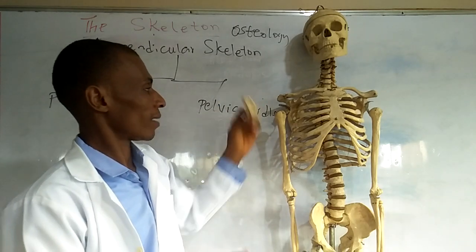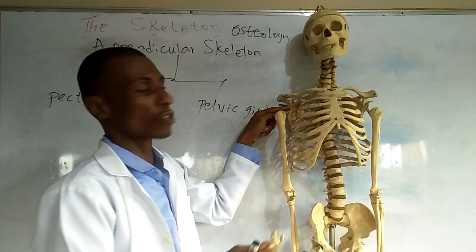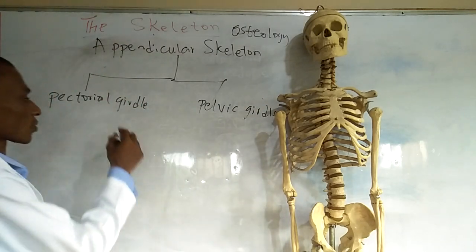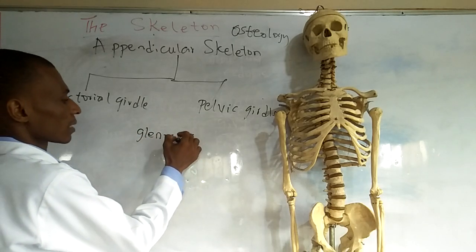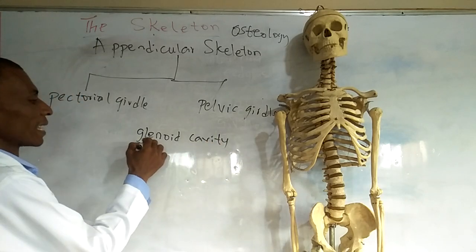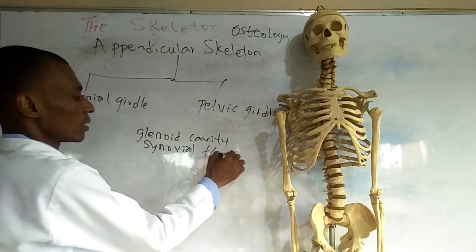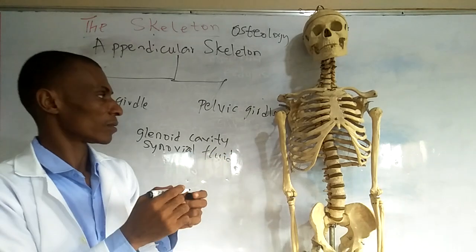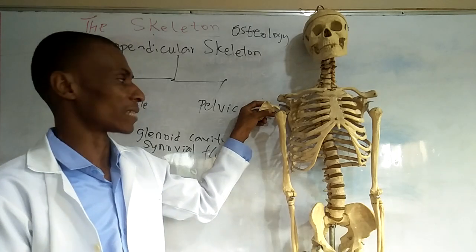the scapula. The scapula here possesses the glenoid cavity, which contains the synovial fluid. You have what we call the glenoid cavity, which contains the synovial fluid. This fluid prevents friction in between bone to bone during articulation.